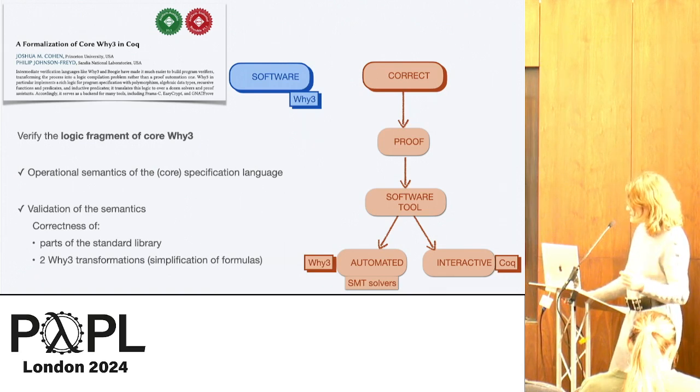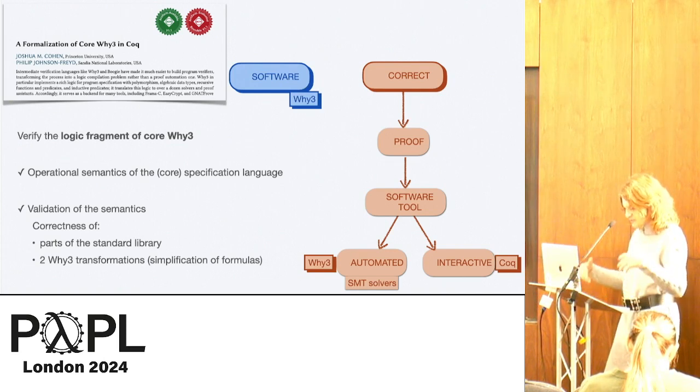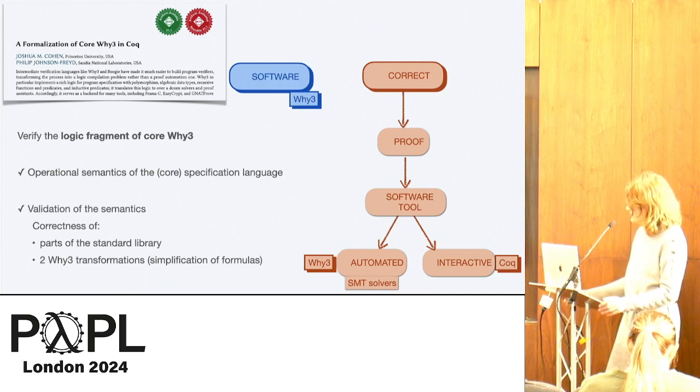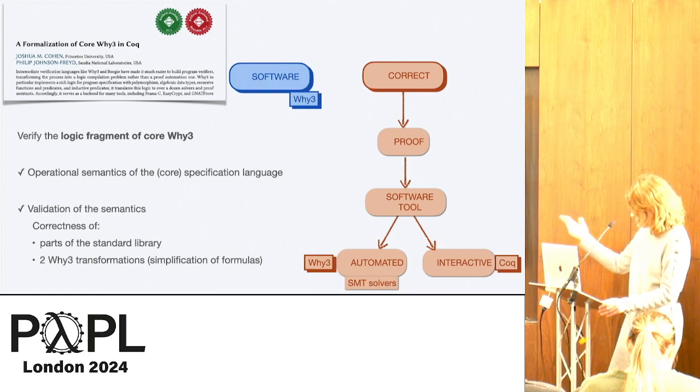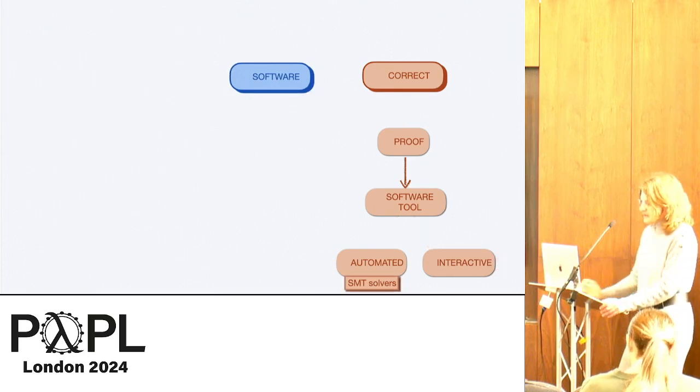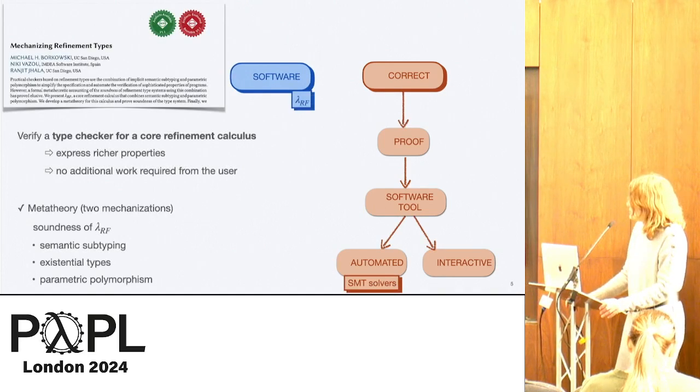And moreover, they showed the correctness of elementary transformations, because when you use automated proof, you have goals, a formula to prove, and what the tool does is simplify this formula, and in the paper they prove 2 of them. So the second paper has a different approach. Here the goal is to have a very rich type system with refinement types.